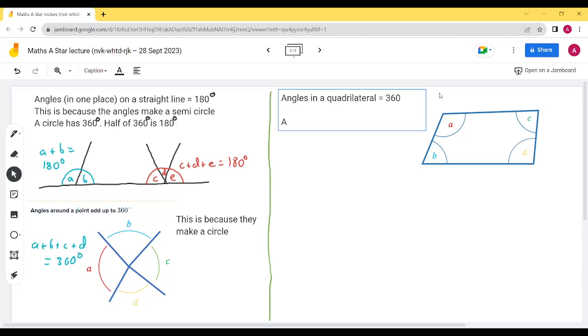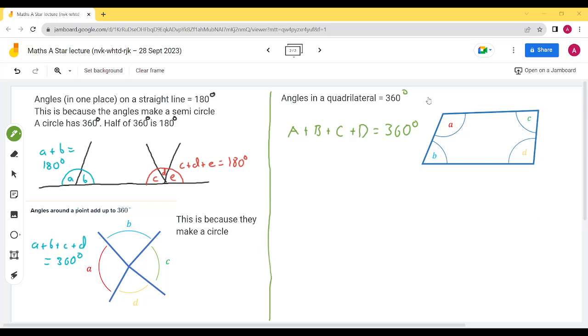In this case, A plus B, I'm just going to write this myself, it's easier. But yeah, we've got A plus B plus C plus D equals 360. Don't know why I've gone capitalized here when lowercase, but hopefully you can work that out absolutely fine.